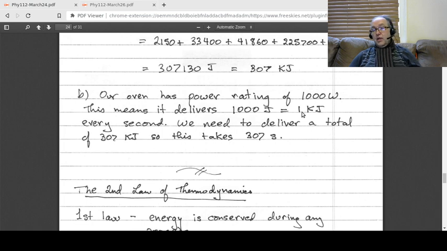Now, how many kilojoules are you going to need? You're going to need 307 kilojoules. And so this is going to take 307 seconds, okay? Roughly 5 minutes. So with 5 minutes of zapping, you will have this melted and finally turned into steam. Okay, now that sounds about right.